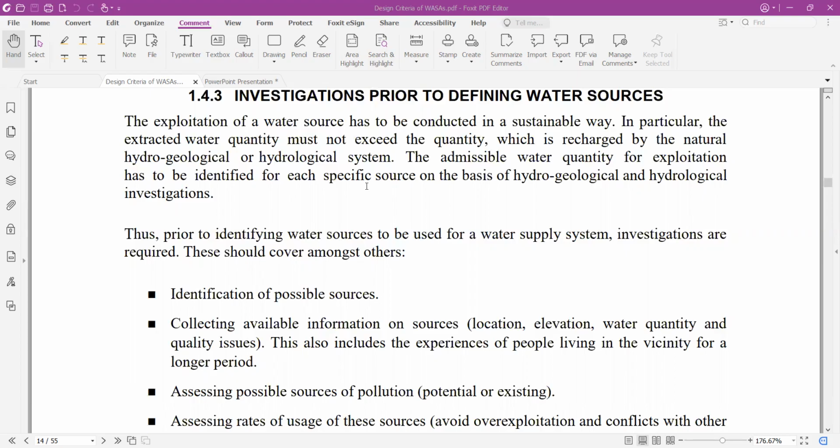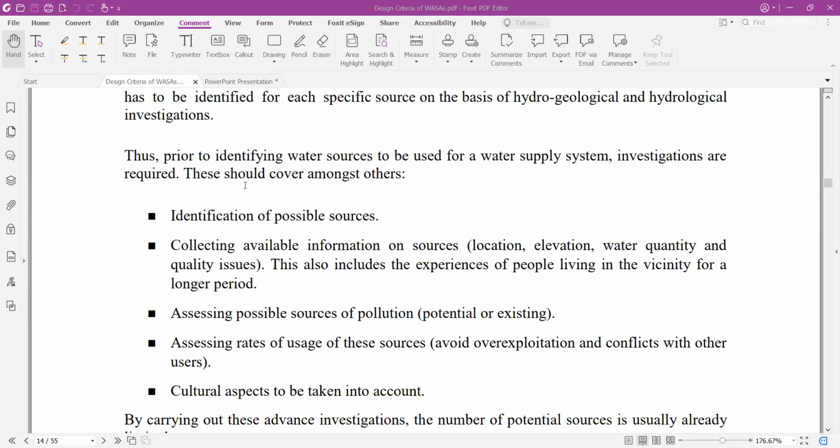Basically, in areas where rainfall occurs most frequently, the groundwater resources recharge very rapidly. So in areas like Swat, Kalam, and Dir, the water availability is very high. So mostly one or two sources are sufficient to provide water for the community for the design horizon. Okay.